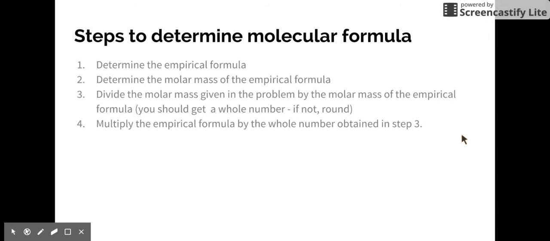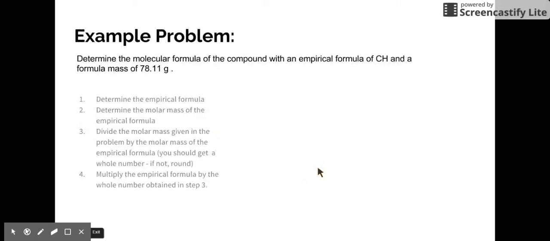Then we're going to determine the molar mass of the empirical formula. Then we're going to divide the molar mass given in the problem by the molar mass of the empirical formula. We'll go ahead and do an example next, so I'll show you that. Then finally, we're going to find the molecular formula by multiplying it by the ratio we found in step 3. So let's go ahead and try this out. Again, I like to just show you how it's done instead of going through the steps. So here's our first example problem.